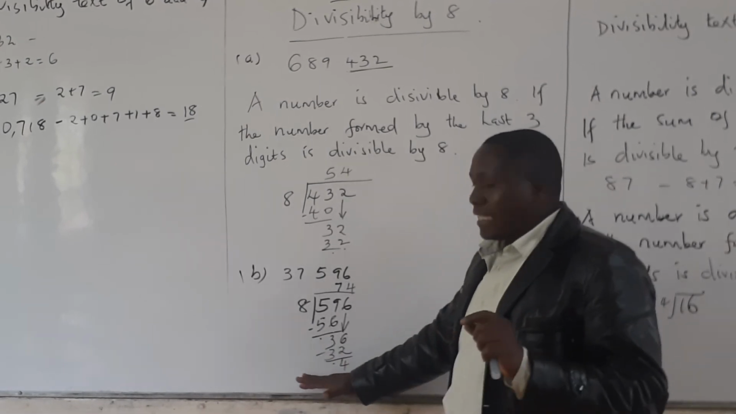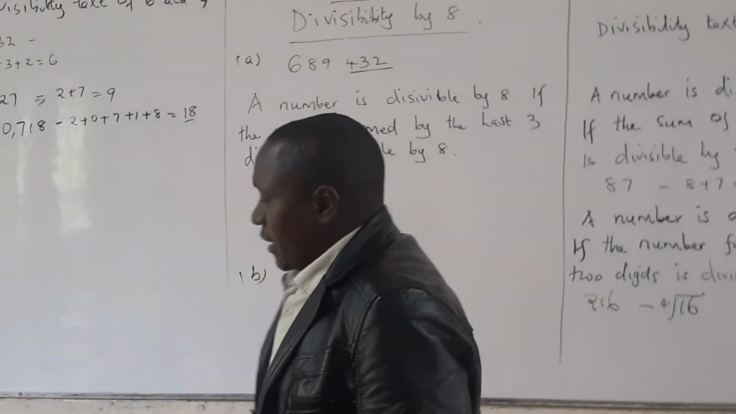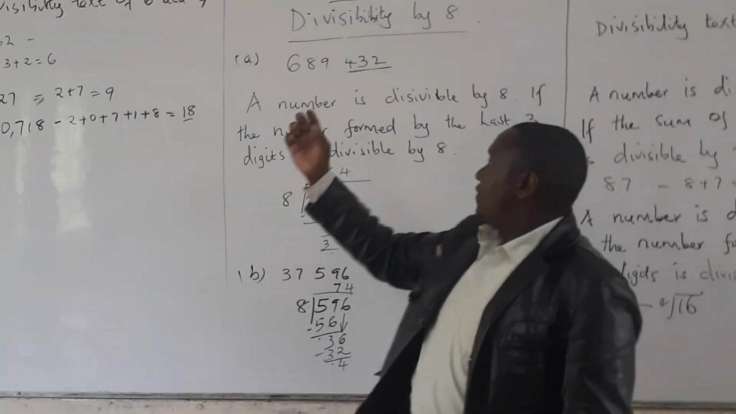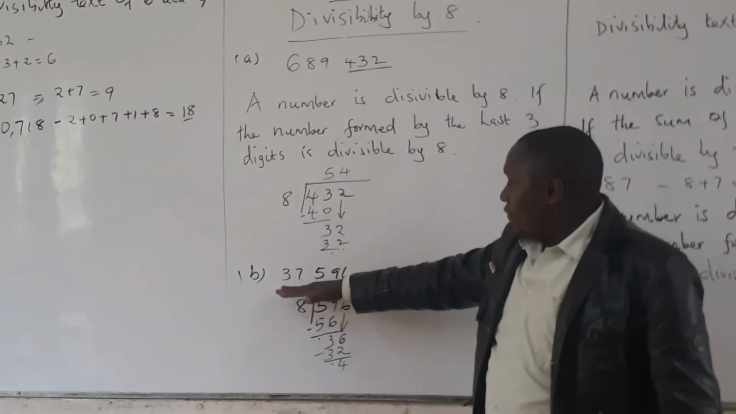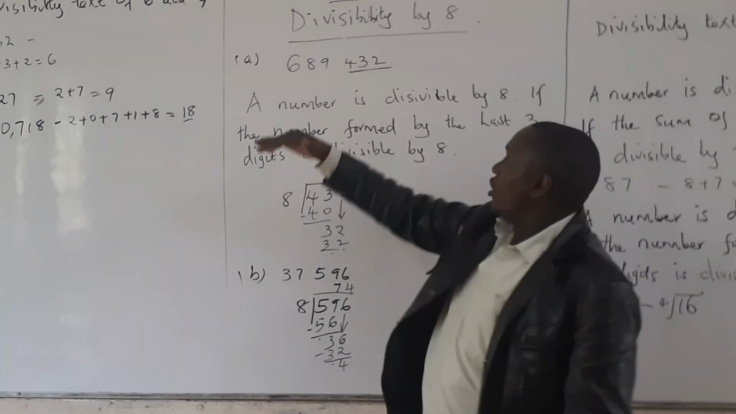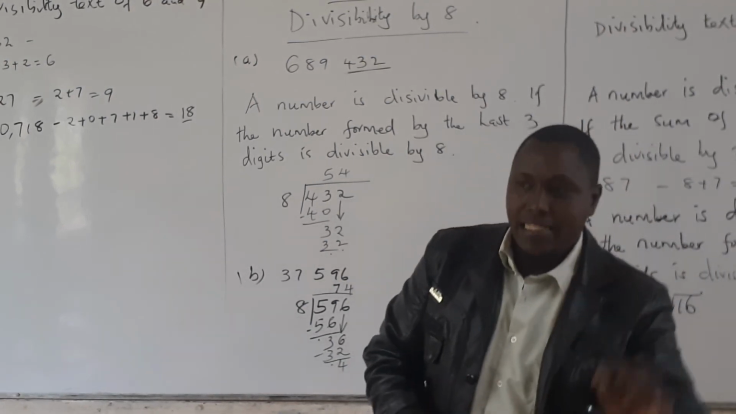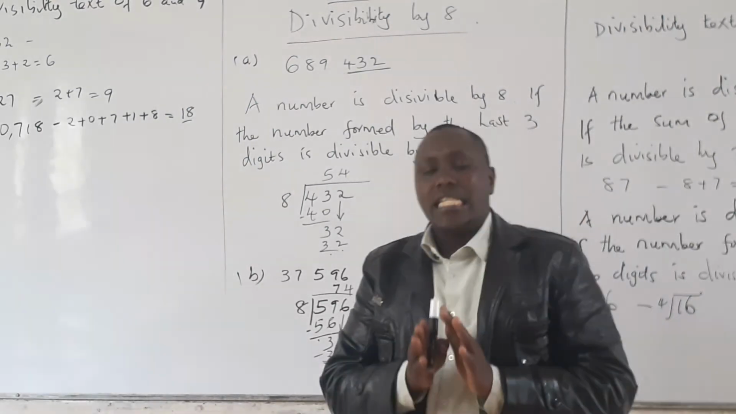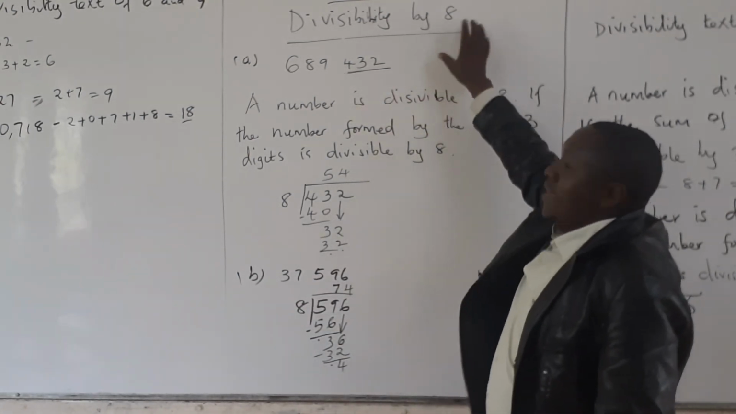So for you to know that a number is divisible by 8, it should leave no remainder. Therefore, this is the easiest method to deal with such numbers. You can be given a number having 6 digits, 5 digits, 7 digits, but to make work easier, you only use the divisibility test. You take the number formed by the last 3 digits. When that number leaves no remainder, you know that number is divisible by 8. Therefore, that is the divisibility test by 8.